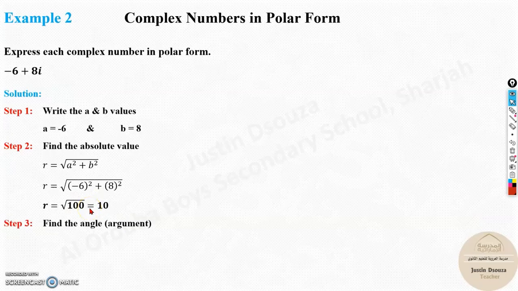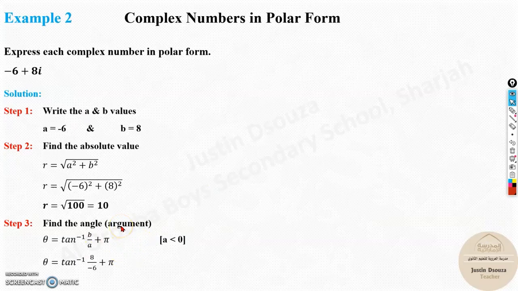What next? Now we need to find the angle, that is the argument or the angle theta. Now, which formula do we use? It's minus over here, so remember to add pi. It is tan inverse B by A plus pi, because A is negative. Now over here you need to substitute the values and solve.